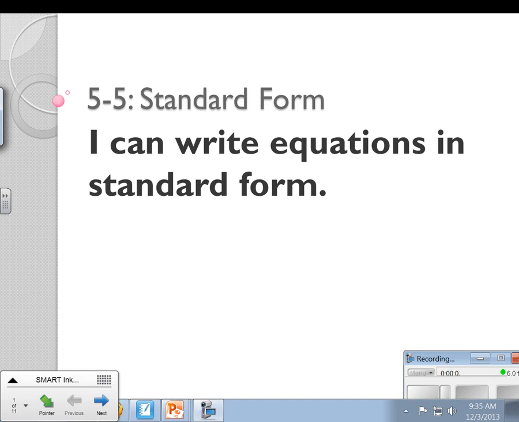In this video 5.5, we're going to be working with the standard form. By the end of the video and work time in class, you should be able to say, I can write equations in standard form. We've been working with slope-intercept form and point-slope form, and so this is our third form we're going to be looking at.